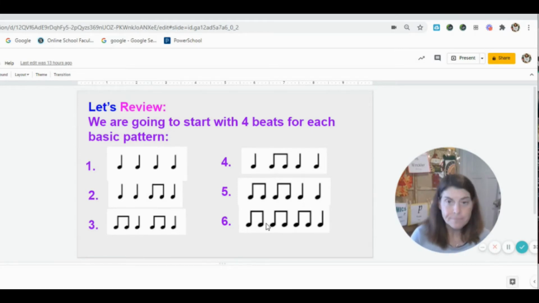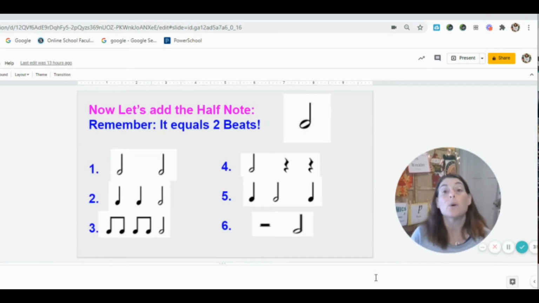Good job. And the 6th pattern of this series goes like this: ti, ti, ti, ti, ti, ti, ta. Easy. And you count it 1 and 2 and 3 and 4. So good job if you did that correctly. Let's move on, shall we?